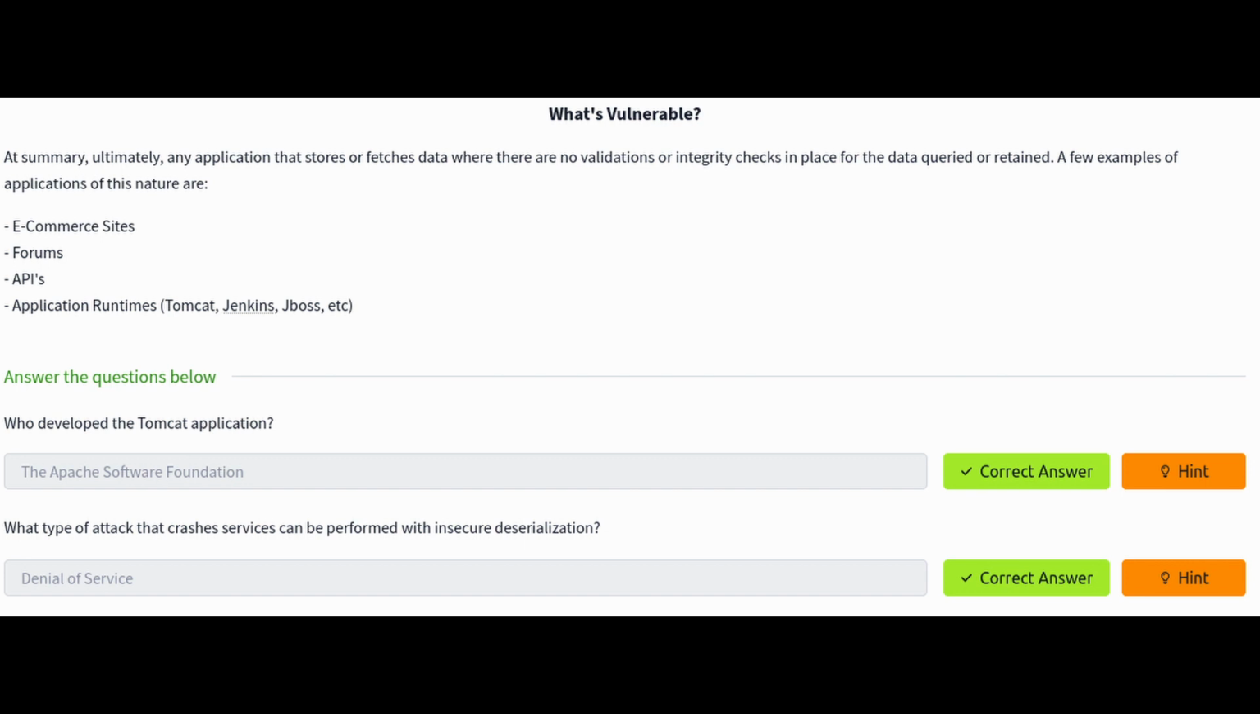Over here, a question arises: what's vulnerable? It generally tells us which applications are more likely to be attacked by this. The applications which store and fetch data are more likely to be attacked by this vulnerability, because most of the time, most of the things do not remain in a programmer's head. That's why they forget about security sometimes. That can also be considered a vulnerability.